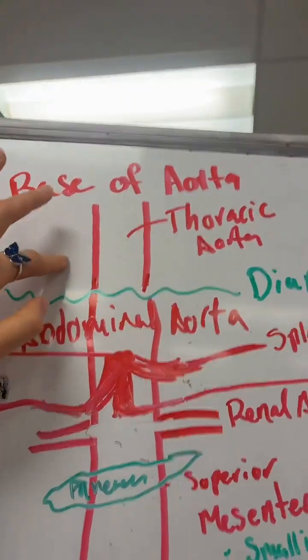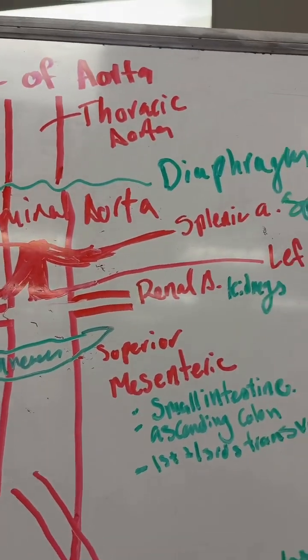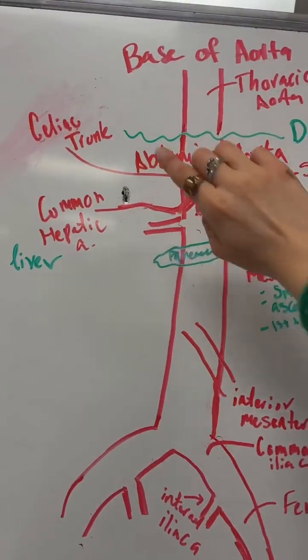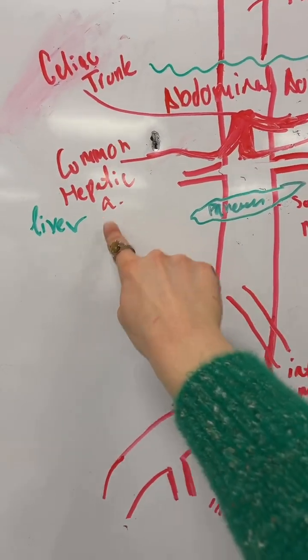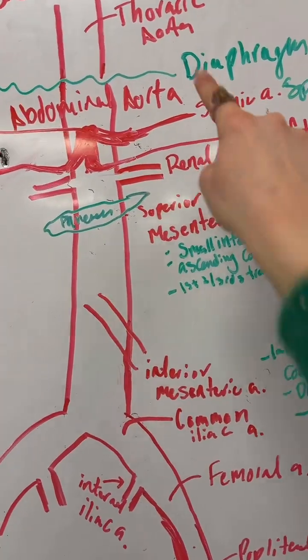Okay, let's move to the abdomen and lower body. Off of the descending aorta is the thoracic aorta, and then once it crosses the diaphragm, it turns into the abdominal aorta. So this structure is called the celiac trunk, and it branches into 3 arteries: the common hepatic artery, the left gastric artery, and the splenic artery.